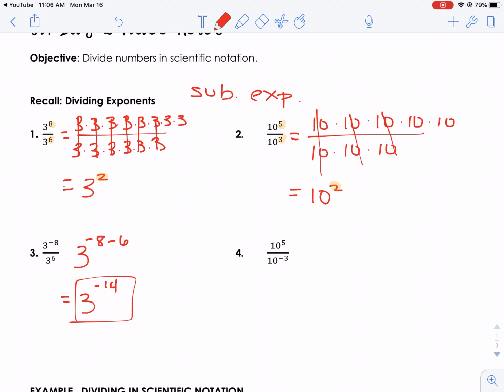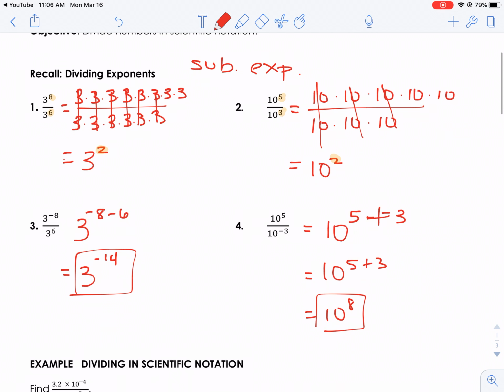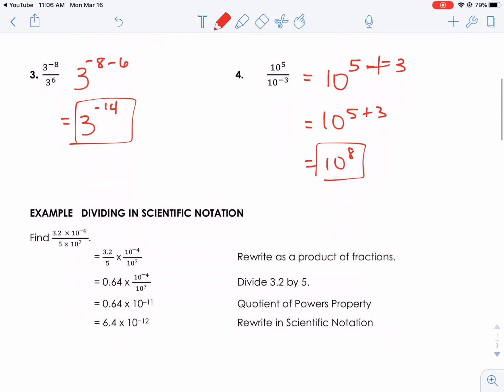In number 4, we have 10 to the 5th divided by 10 to the negative 3rd. So your base stays the same, and we're subtracting exponents. This would be 5 minus negative 3. Be careful, because that's a negative 3, we would do minus negative 3. Minus negative is the same thing as addition, so we can think of this as 5 plus 3, which would be 10 to the 8th. Okay, so we'll be using that when we're dividing our numbers in scientific notation.